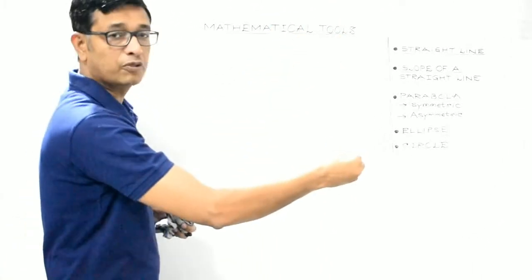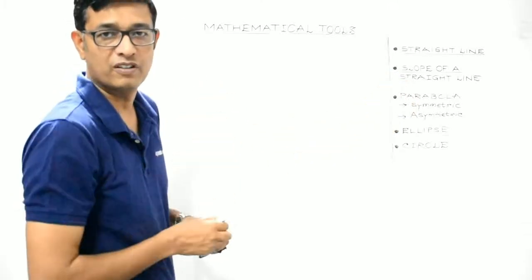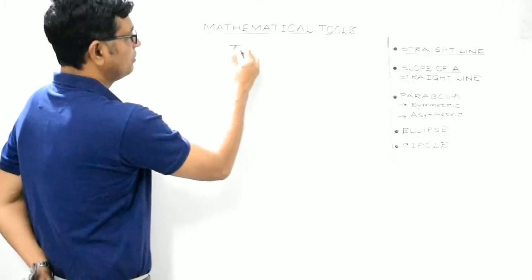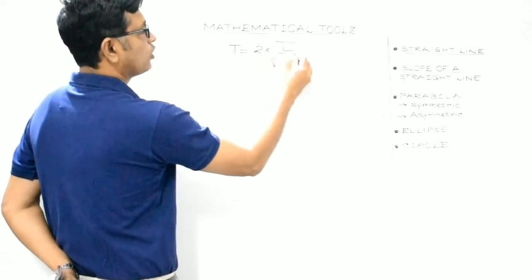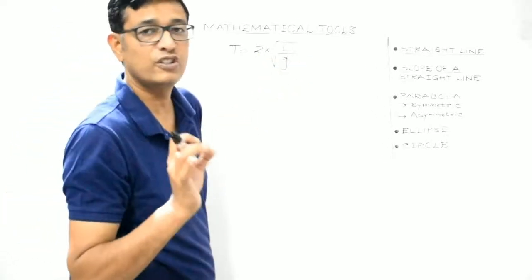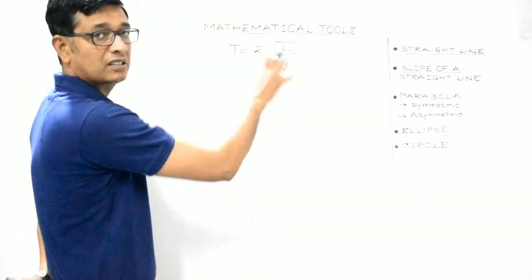Now, when it is disturbed from its mean position and released, it will start executing vibratory motion, right? The time period of a simple pendulum is given by T equals 2 pi square root of L by g. g is the acceleration due to gravity, right? It is constant for a given place. At a given place, it is constant.